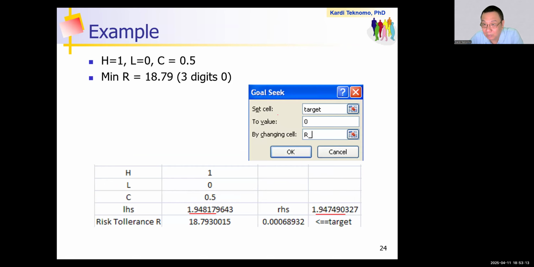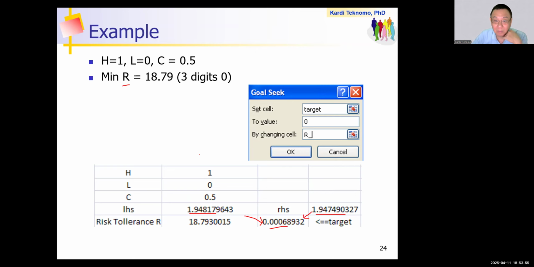So what you need to do is you set the target. The target is the difference between the left-hand side and the right-hand side here. Of course, because they are supposed to be equal, the difference must be 0, right? So you set the target, which is the difference between the left-hand side and right-hand side, to be 0. Then you want to change the value of R. So then you can just use Condorcet for this purpose.